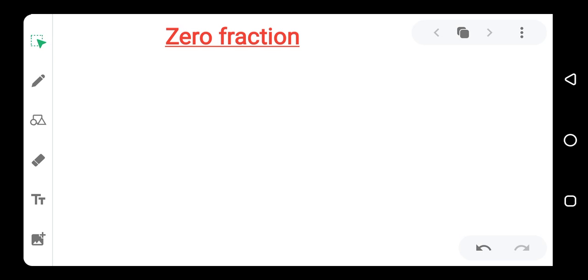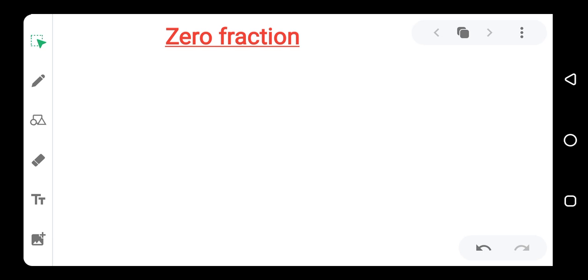Now, what this means is that the zero fraction is whatever you can do to a fraction so that the answer will give you 0. Or how you can manipulate a fraction so that the answer will give you 0. And the best way to do that is for you to make the numerator equal to 0.